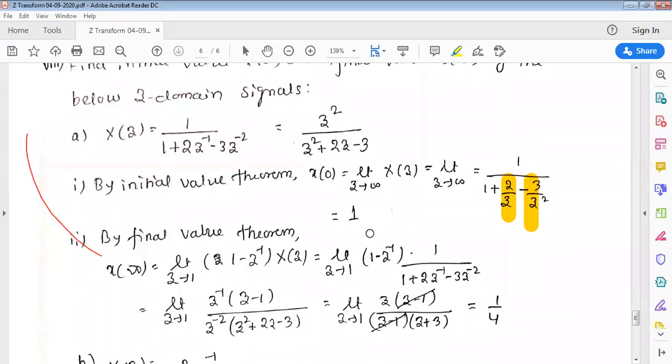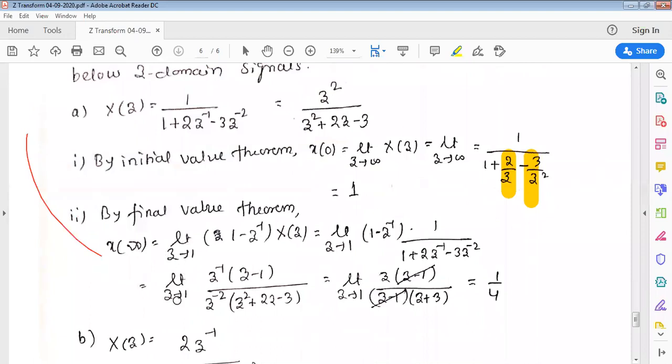Now final value theorem. Final value also. So this is limit as z tends to 1, 1 minus z raised to minus 1 into X of z you have to obtain. That is limit as z tends to 1, 1 minus z raised to minus 1 you remain as it is and write your X of z, 1 by 1 plus 2 z raised to minus 1 minus 3 z raised to minus 2. So retain this one as it is, z raised to minus 1. Okay, see here, I'll multiply z raised to minus 1. This gives me z square plus 2z minus 3. So I'll multiply z power minus 2 here.